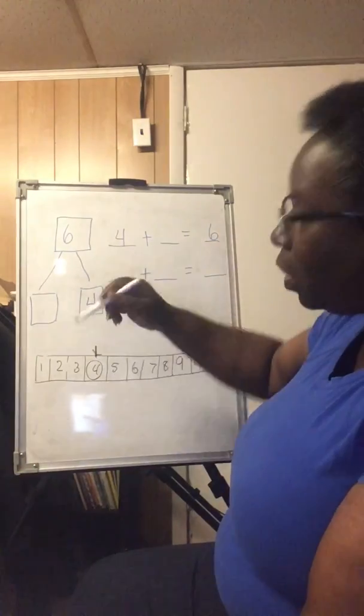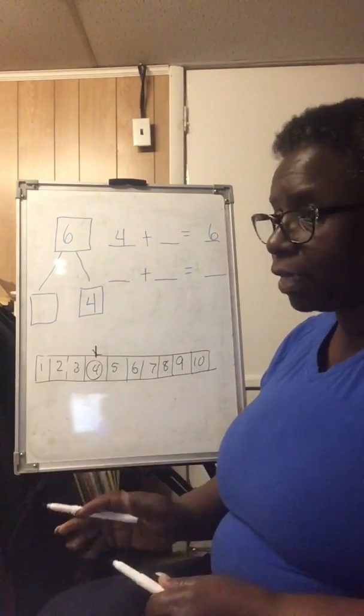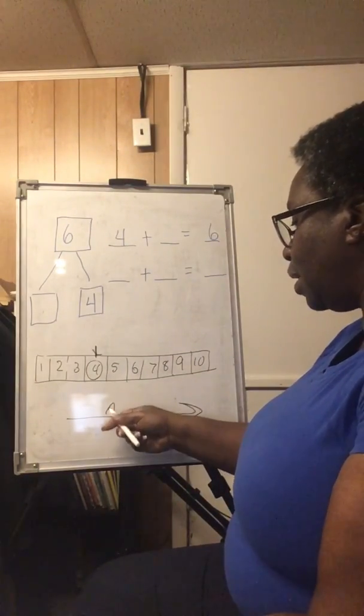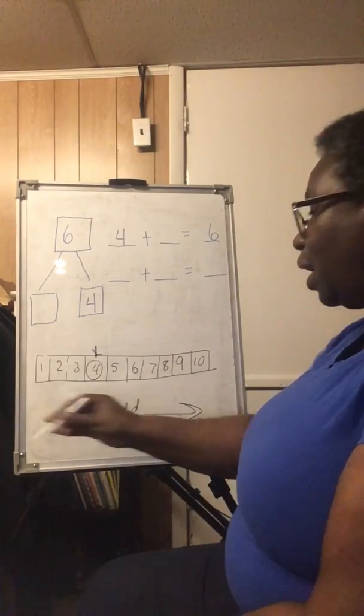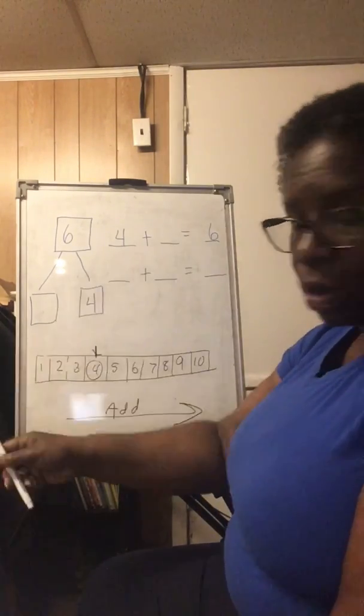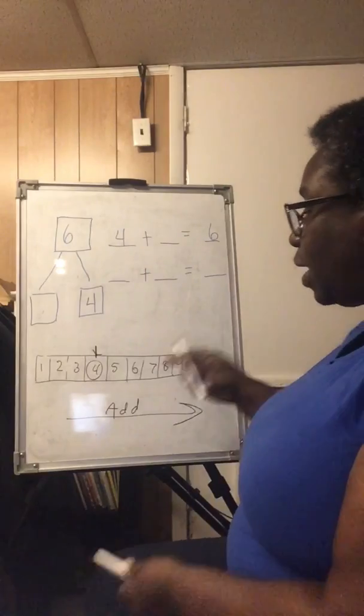We're adding this time. We're not subtracting. So when you add, you go to the right. When you add, you're going up in number. You're making it a bigger number. When you subtract, then they're smaller. So you're adding, you're going to the right.